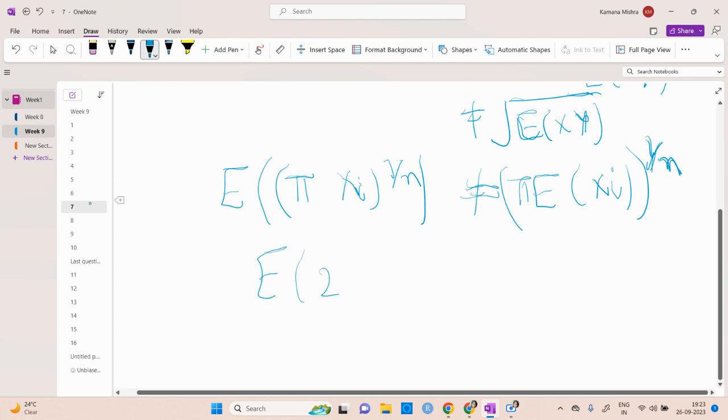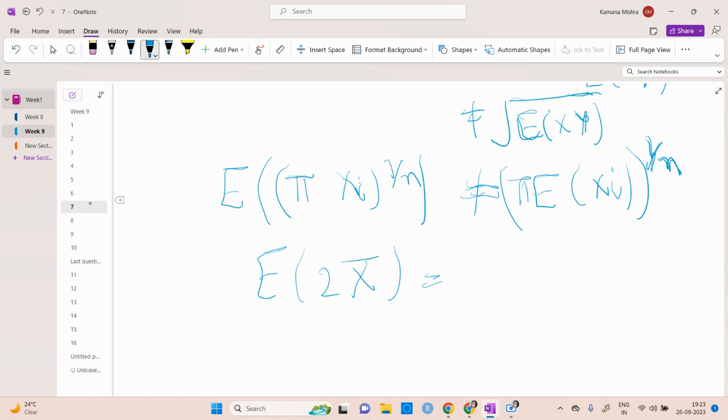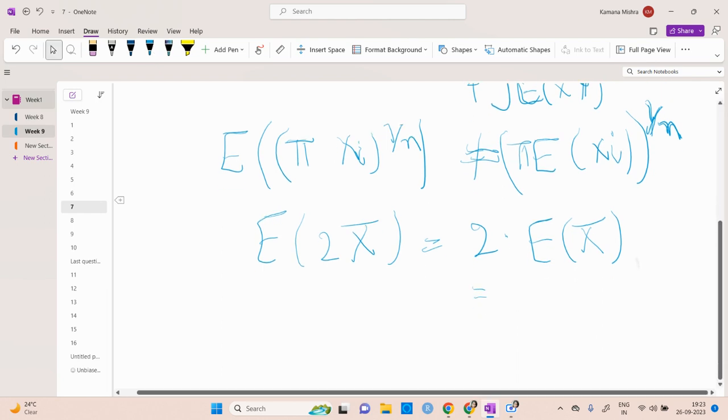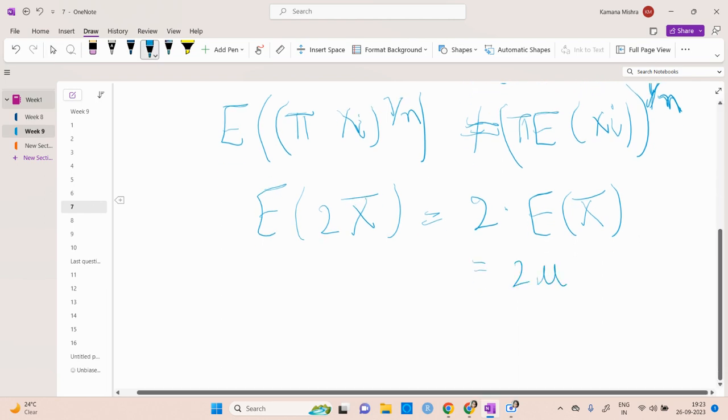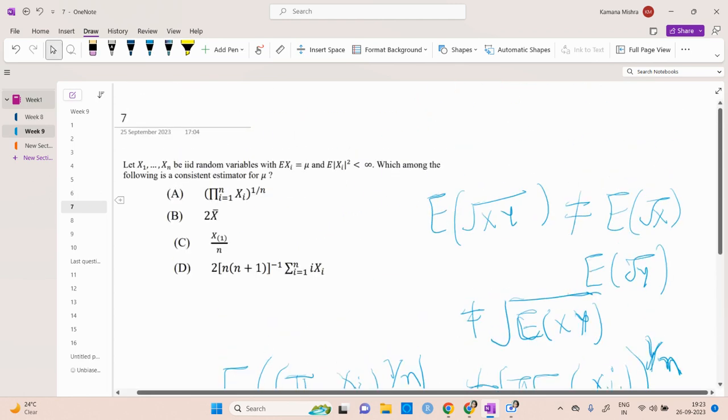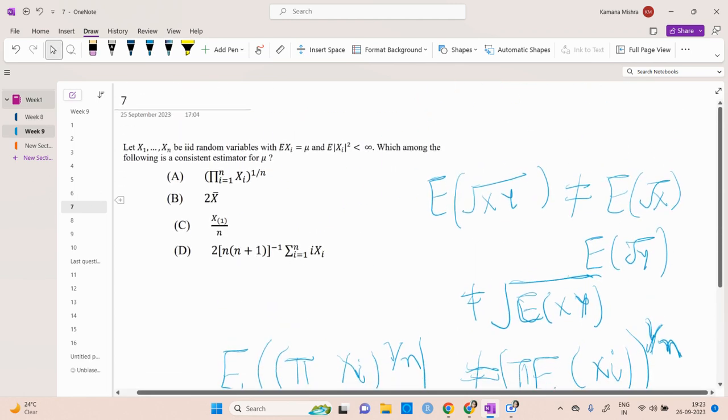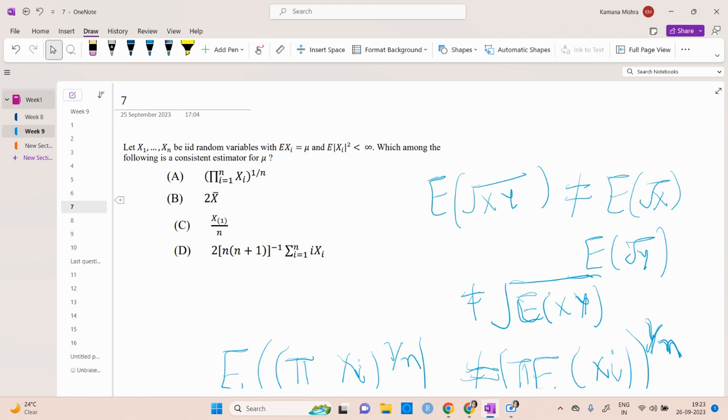Now expectation of 2 X bar is what? 2 times expectation of X bar. Again same thing. This is 2 mu. So not equal to mu unless mu is equal to 0. Here nothing is given, like mu equal to 0 is not given. So this is not the information. So in general this is also not the one.